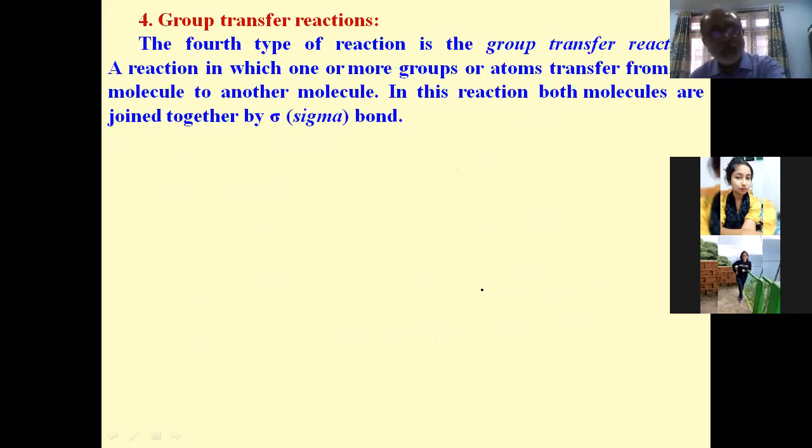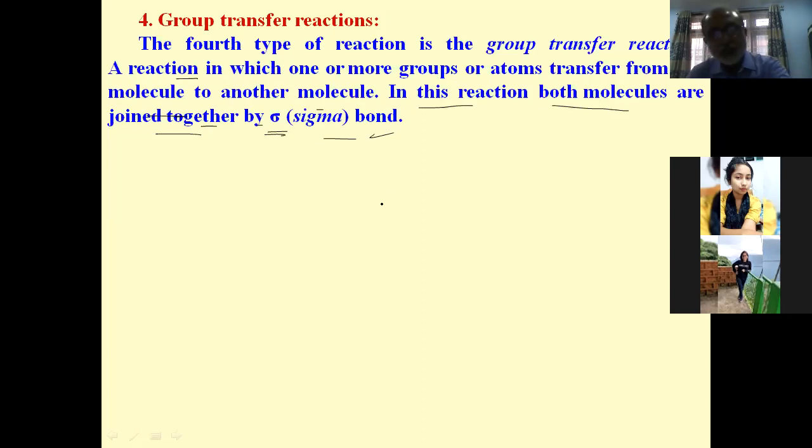Another type is group transfer reactions. When we talk of group transfer reactions, the fourth type, this is a reaction in which one or more groups of atoms transfer from one molecule to another molecule. In this reaction, both molecules are joined together by a sigma bond. So this is what a group transfer reaction is.